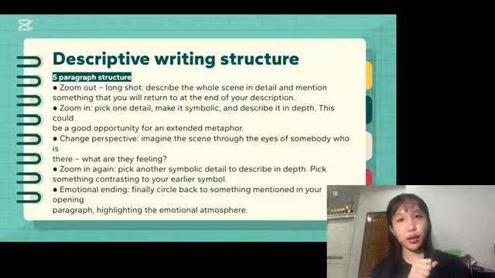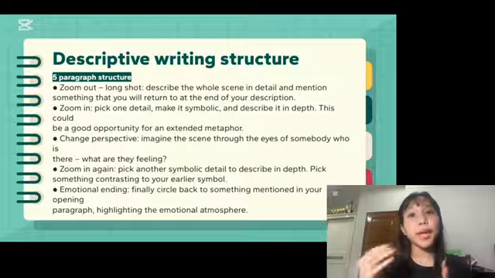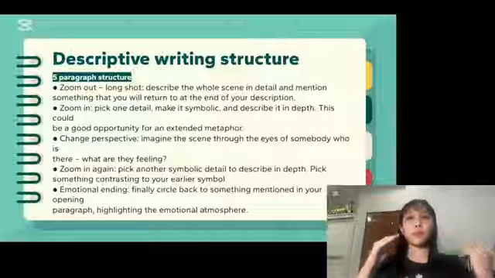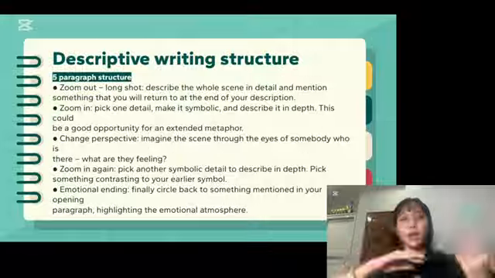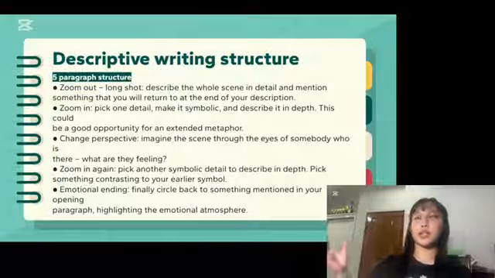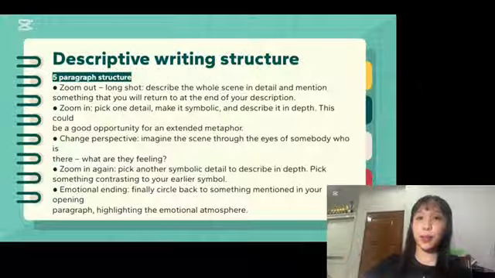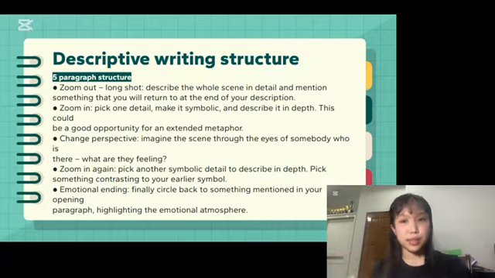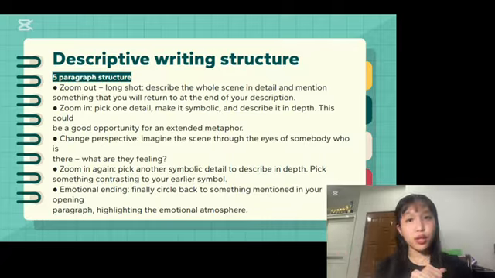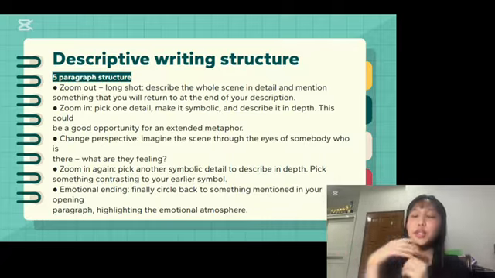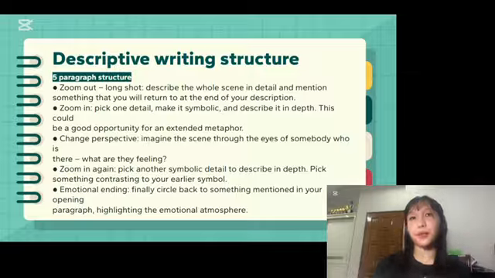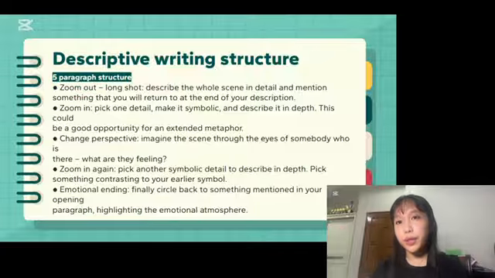Now, for the second paragraph, we're going to zoom in. We're going to pick one detail. We're going to describe it in depth. For example, from my park example, let's say people walking in the park with their pets. I'm going to describe that scene. I'm going to use my sentence structures, I'm going to use my figurative language, and so on. Then I'm going to change perspective. It could be a change in perspective on people, a change of angles, time, etc.